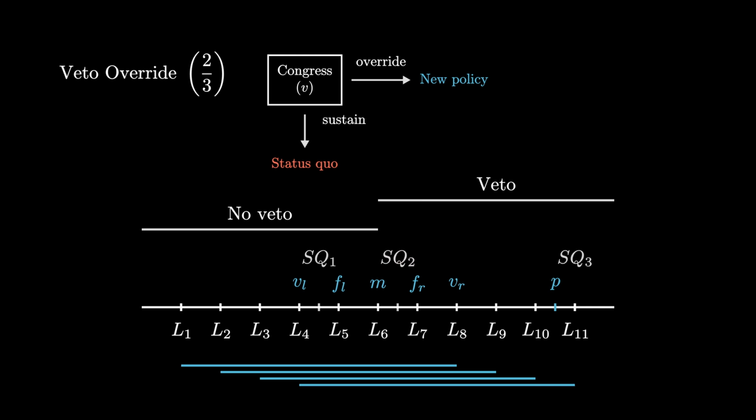Because the president will only veto policies that move leftward, and the leftmost veto pivot wants leftward movement, they will always vote to override the president's veto. Therefore, the relevant constraint is just the rightmost veto pivot. As a result, we can ignore the leftmost veto pivot and simplify our analysis.